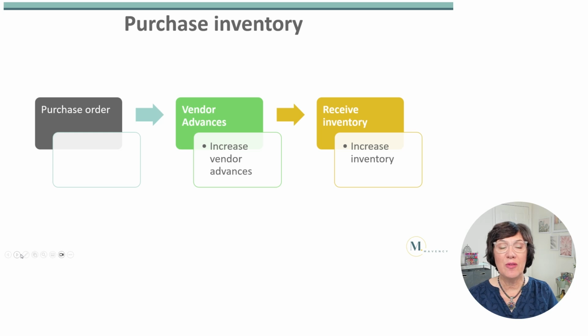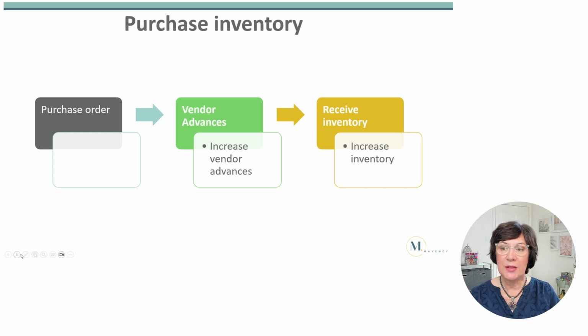Let's go over the flow of inventory and how it affects balances for financial purposes. We'll start with a purchase order. A purchase order does not have any effect on your accounting and bookkeeping. Usually, you place a purchase order to purchase inventory, and you generally then pay your vendor in advance for the inventory that you have ordered. In that case, when you pay that vendor advance, you're going to have to increase the balance in vendor advances in your bookkeeping. And then later you'll receive your inventory.